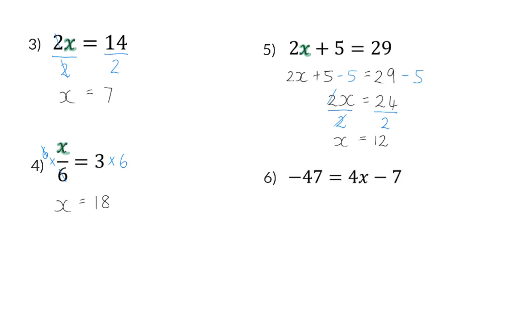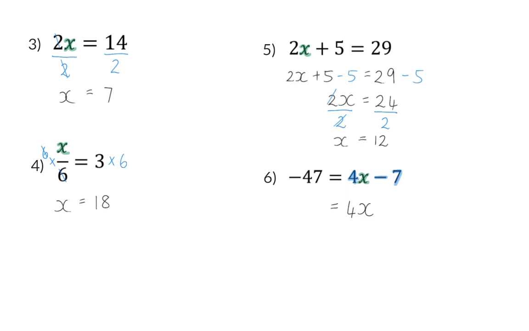In example 6, we now have the x on the right-hand side of the equation, but because the value of the two sides are the same, it doesn't matter on which side the x is written. In this case, we want to get rid of the times by 4 as well as the minus 7, and I'm going to start off getting the term 4 times x alone.